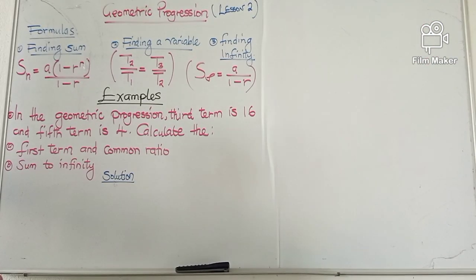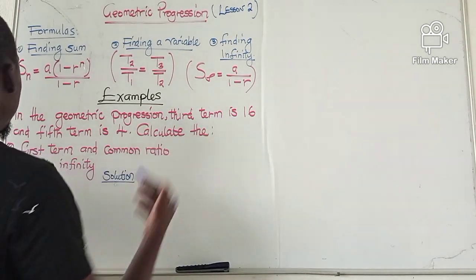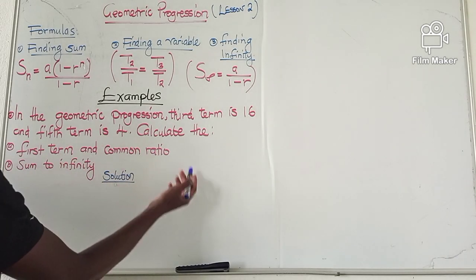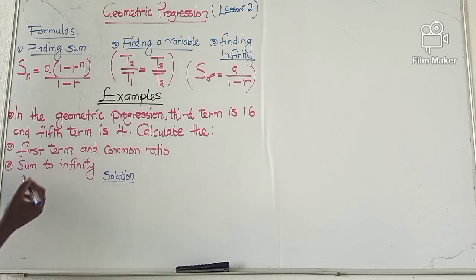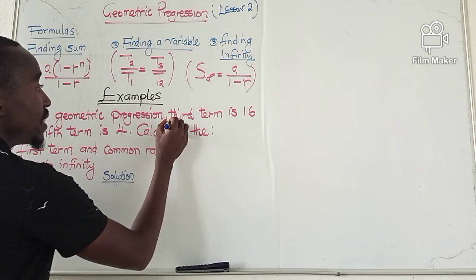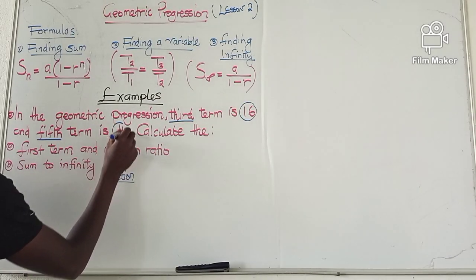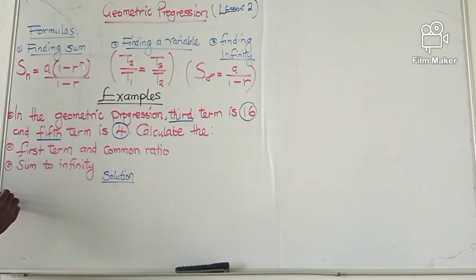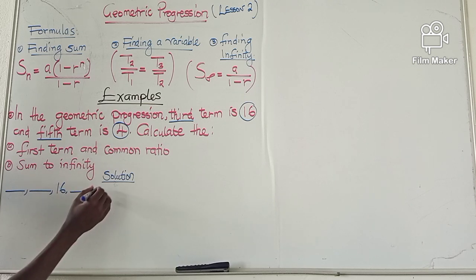Okay, so example number 2. In the geometric progression, the third term is 16 and the fifth term is 4. Calculate the first term and common ratio and also the sum to infinity. Now, when you look at this question, we have been given the third term, which is 16, and also the fifth term, which is 4. Now, we don't have the first term, we don't have the second term, we have the third term, which is 16. We don't have the fourth term, but we have the fifth term, which is 4.